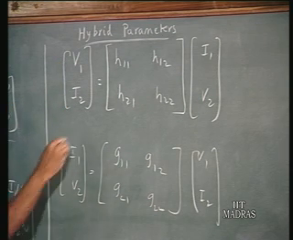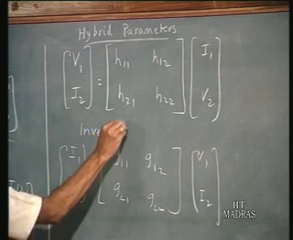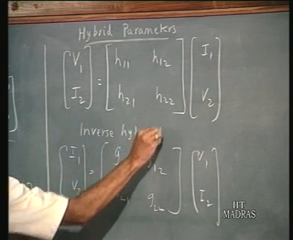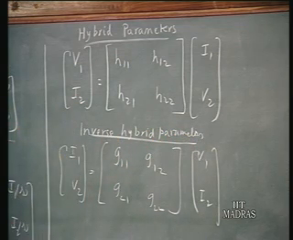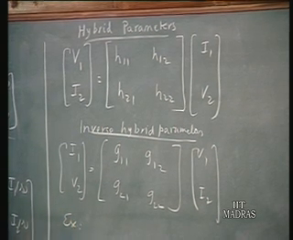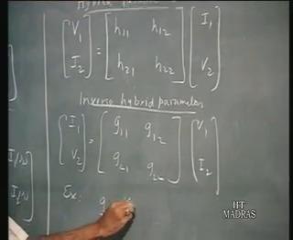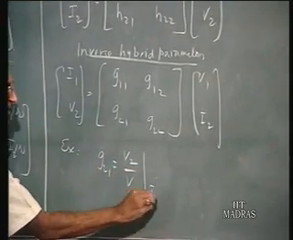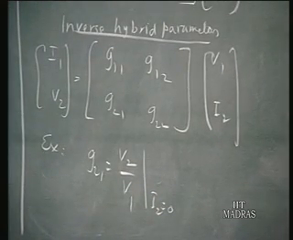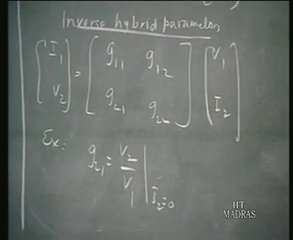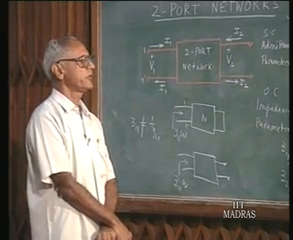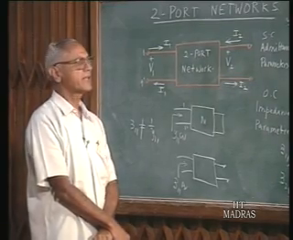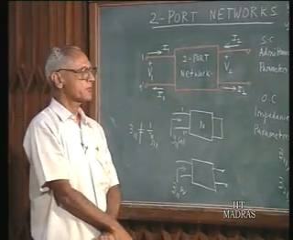These are called inverse hybrid parameters. H parameters and inverse H parameters. And once again, you can define an example. If I want to find out what G21 is, V2 over V1 when I2 is 0, because V2 is G21 V1 plus G22 I2. Therefore, when I make I2 equal to 0, V2 equals G21 times V1. So, like this, you should be able to define each one of these parameters with the appropriate terminal conditions.